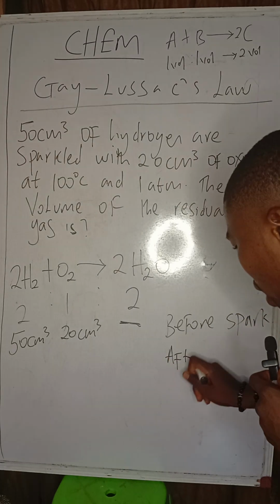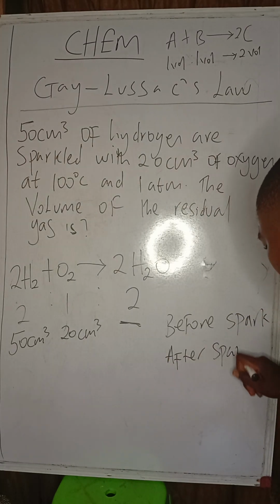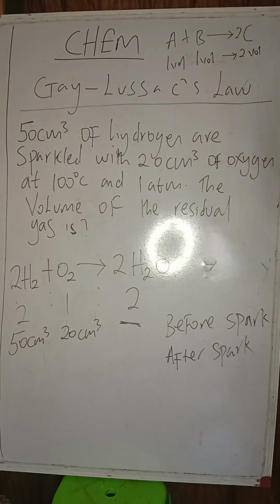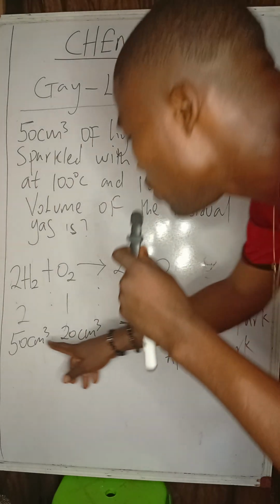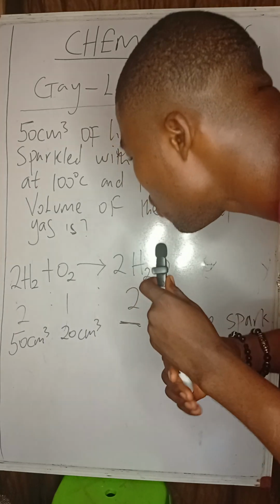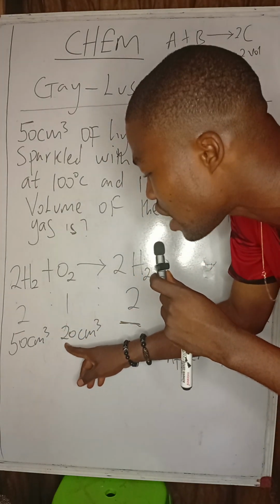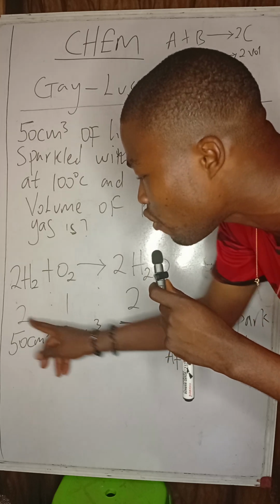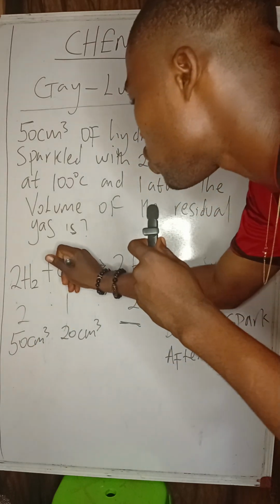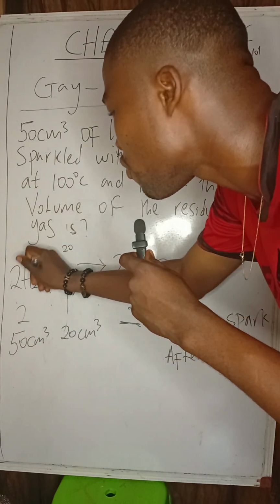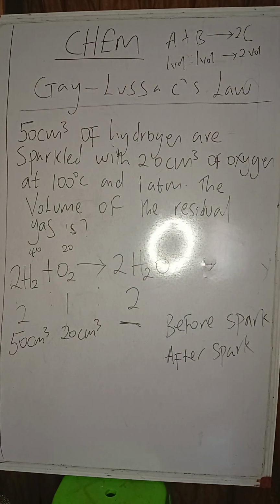Now, how do you get after spark? After spark means after reaction. So what are the things that have reacted? Now we do something very important: you check which of the gases is limiting. What do I mean? The ratio is 2:1. So if I'm taking 20 of oxygen as the standard, 20 will require 40 of hydrogen, because it's 1:2.